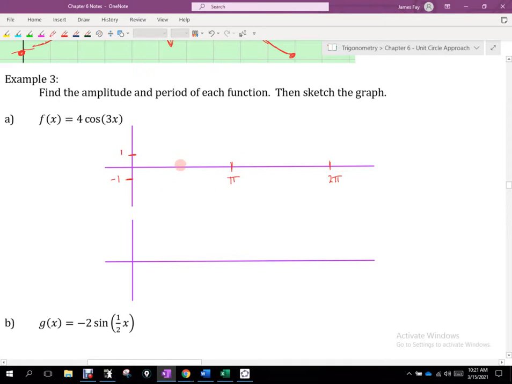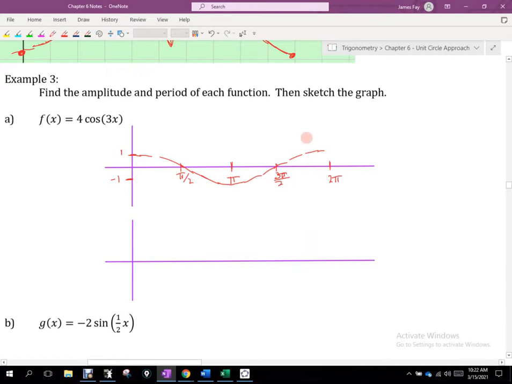That's pi, pi over 2, 3 pi over 2. So cosine from 0 to 2 pi would be that curve there. Is everybody okay with that?